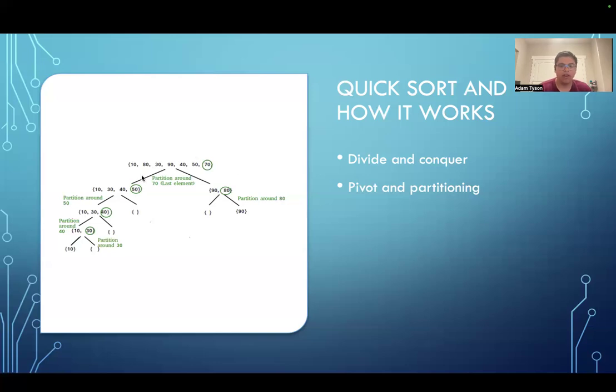So let's go over to the diagram. You'll see up top it has an array with elements 10, 80, 30, 90, 40, 50, and 70. What you'll see here is that 70 has been circled. So 70 has been chosen to be the pivot. Essentially, the pivot is the number that the algorithm will pick in order to base its divide and conquer strategy off of. You'll also notice that the pivot is the last element in the list.